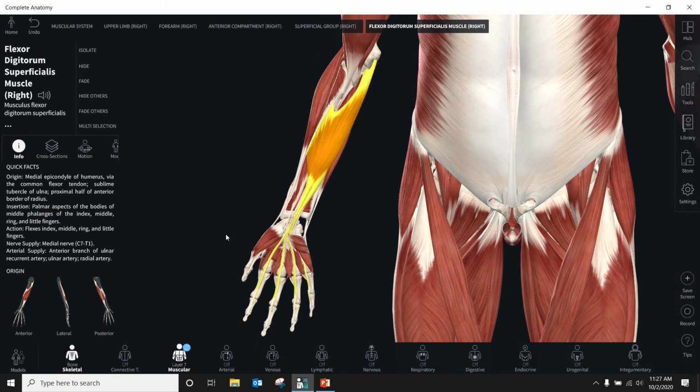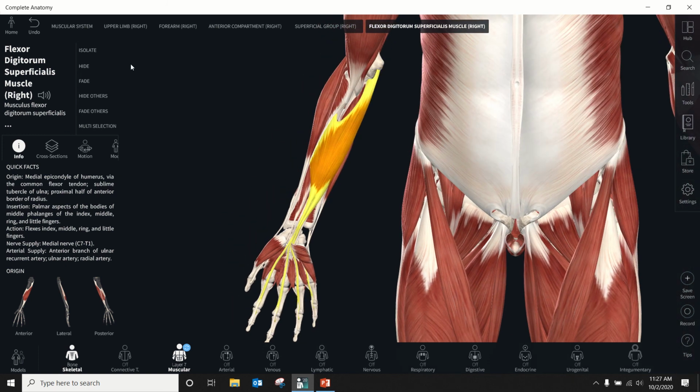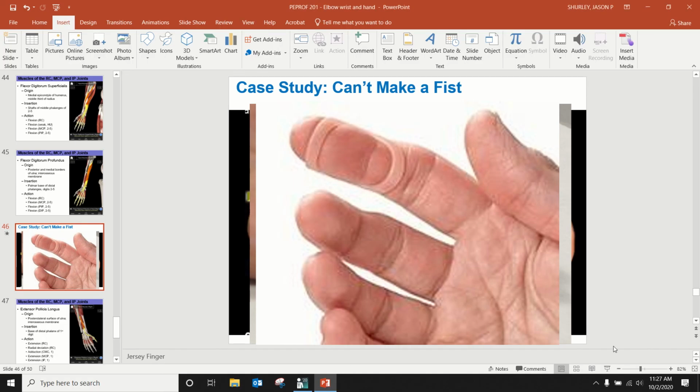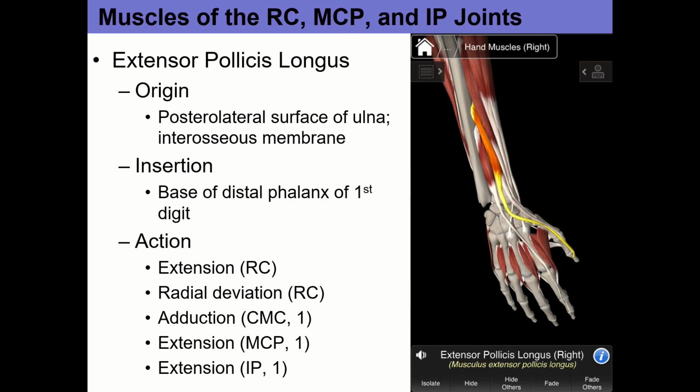So that's flexor digitorum superficialis, and then we're going to hide it. And then there is our flexor digitorum profundus right there. So there's those two. And we're getting toward the home stretch now. All right, so let's talk about thumb muscles.